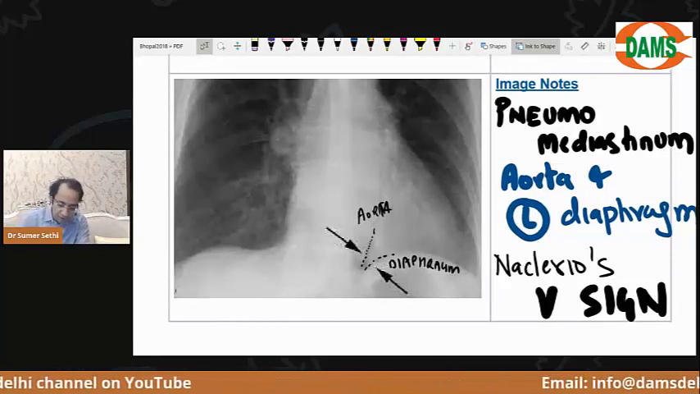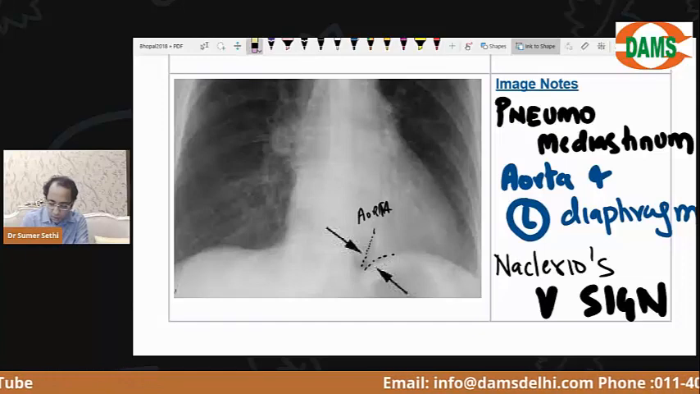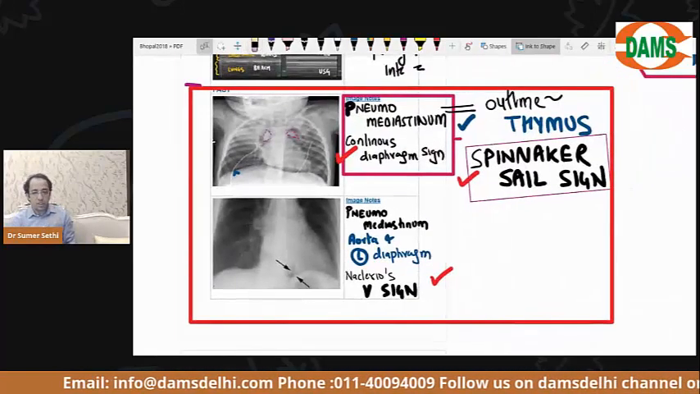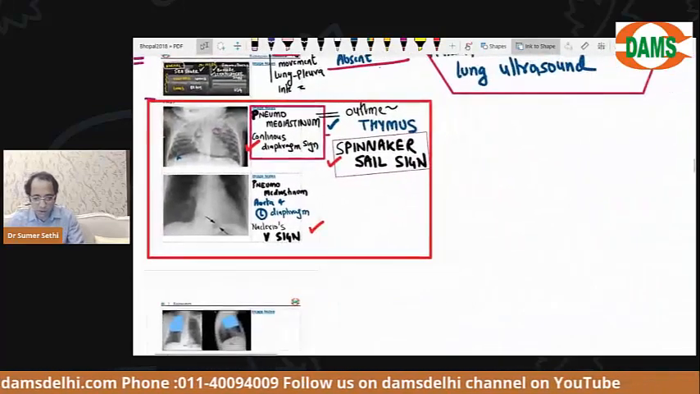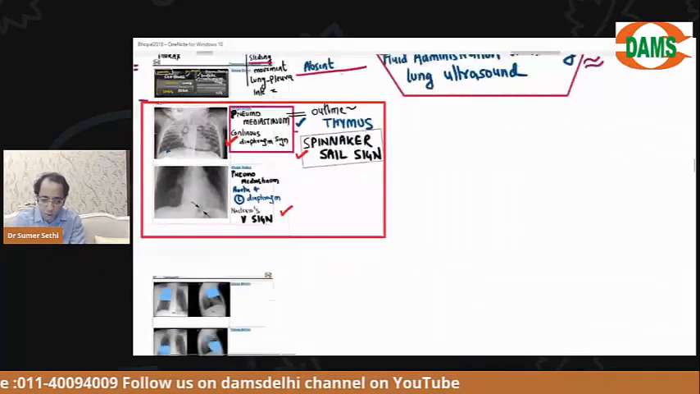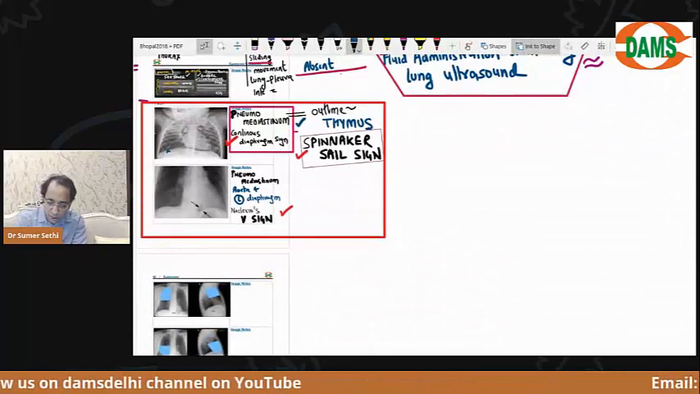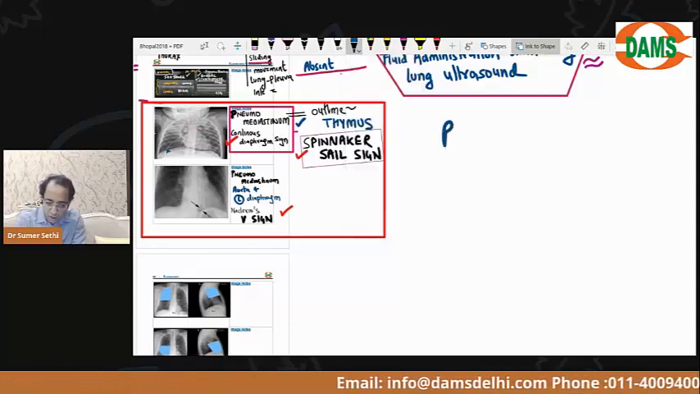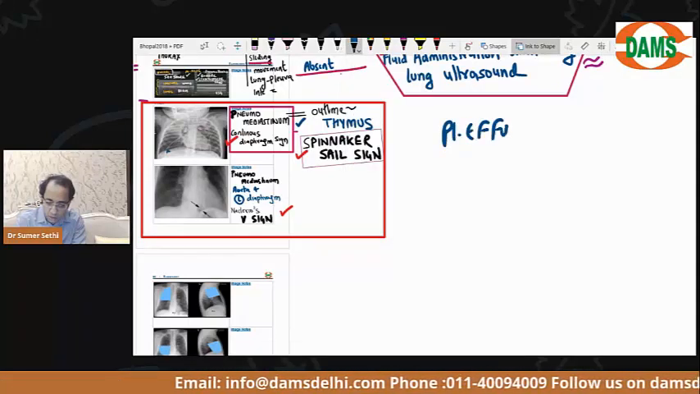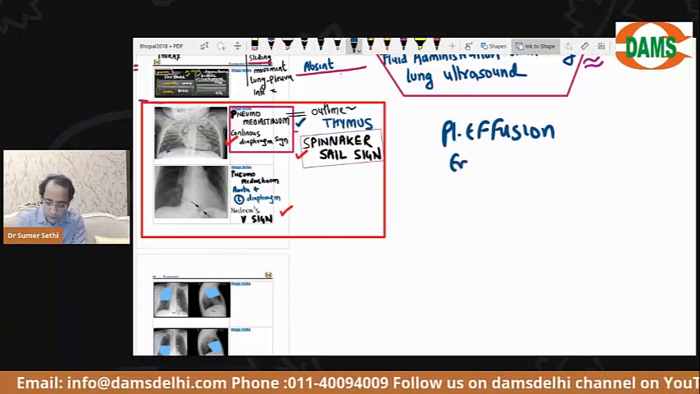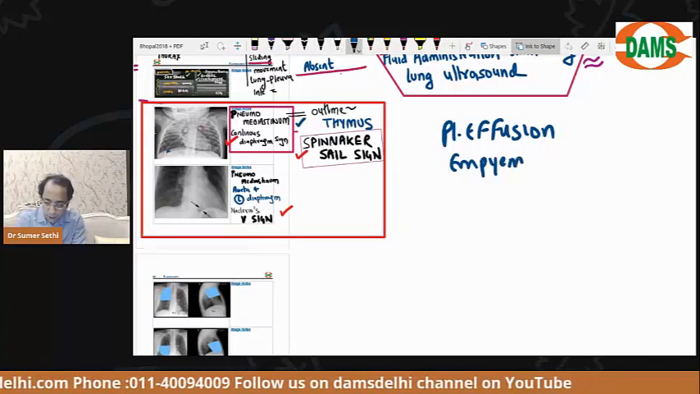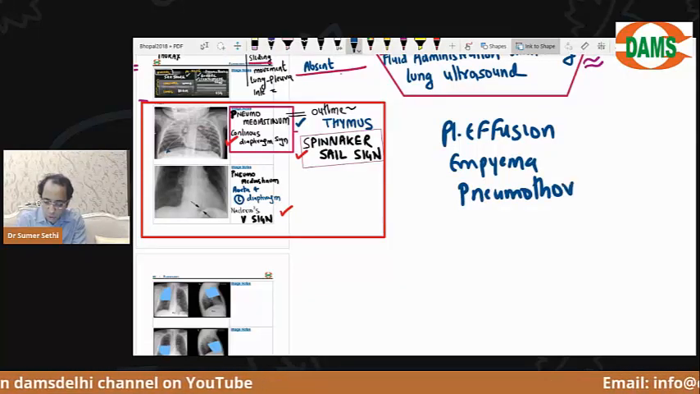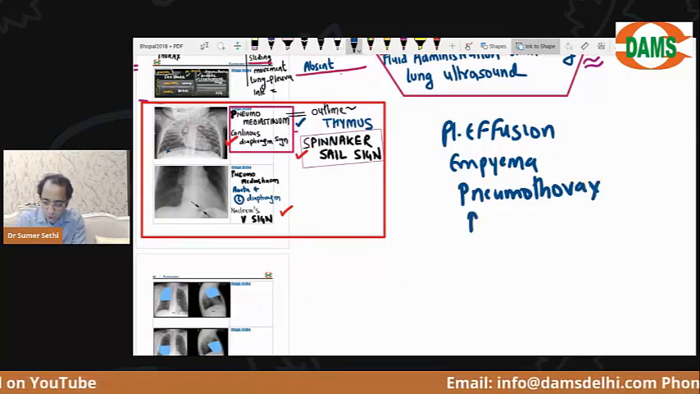Okay, everybody clear? Now, once you're clear, this question was pneumomediastinum. So let's understand what we have done so far, so that when I move forward, you should be able to understand. So far, I have shown you how to look at a chest X-ray of pleural effusion, empyema, pneumothorax, but we also saw pneumothorax on ultrasound, and we saw pneumomediastinum.